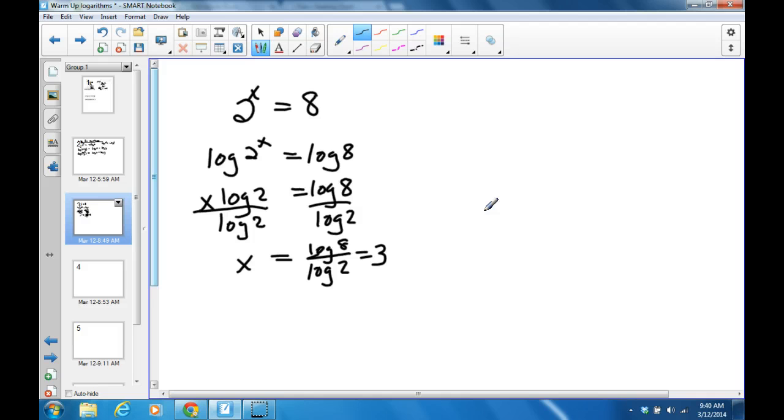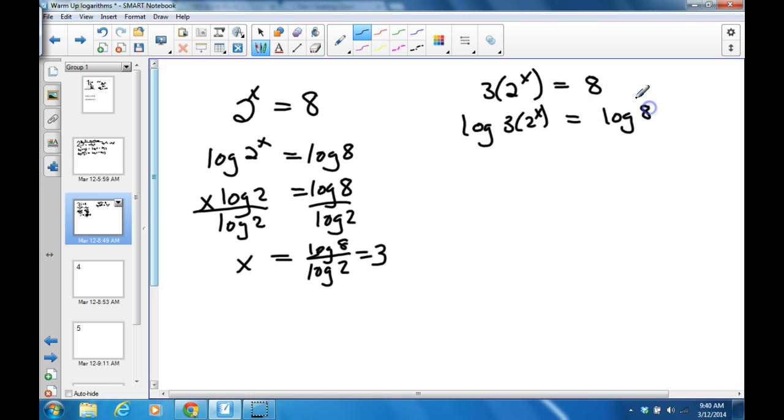All right, the next example I want to give you guys is this. 3 times 2 to the x power equals 8. And this one's a really good example because this is where the logs really come in handy. Because you can't do this on your own very easily. It ends up being a fraction or a decimal. So, if I were to solve this, first of all, I'm going to take the log of both sides.